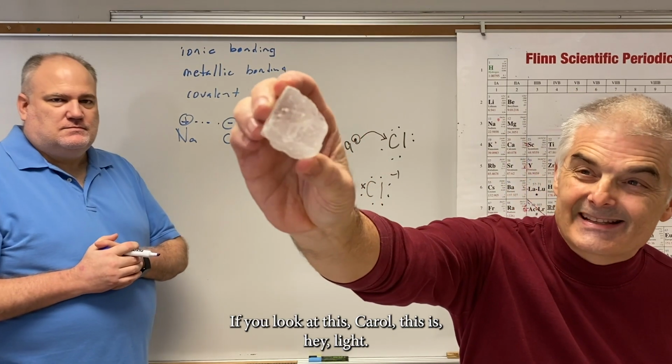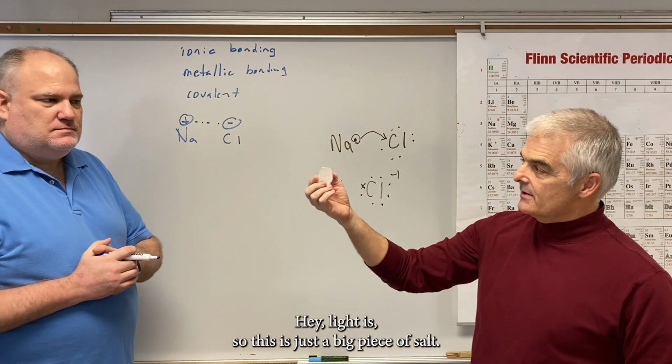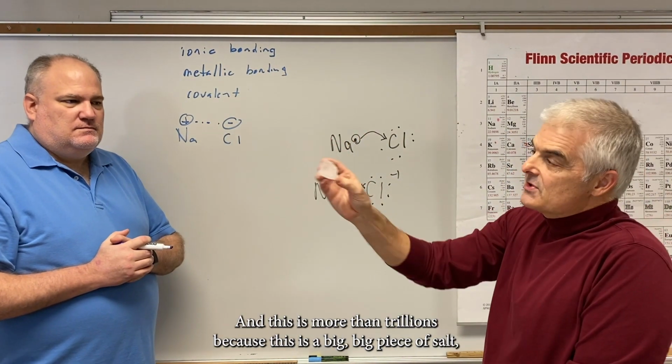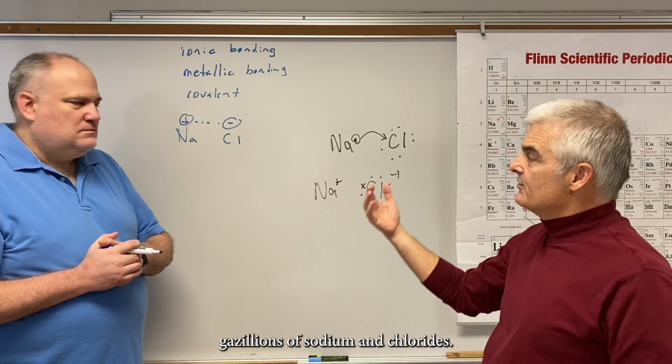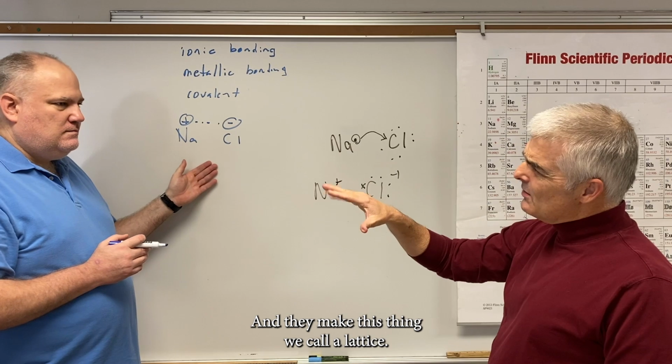If you look at this carefully, this is halite. Halite is just a big piece of salt. And this is more than trillions, because this is a big, big piece of salt, gazillions of sodiums and chlorides, and they make this thing we call a lattice.